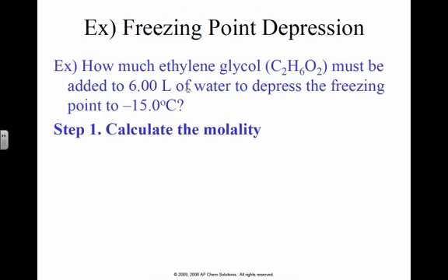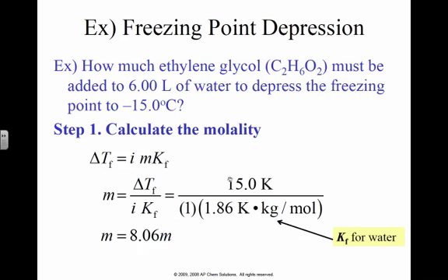How much ethylene glycol, this is antifreeze, must be added to 6 liters of water to depress the freezing point by 15 degrees? So this is going to be a change of 15 degrees. I have a van 't Hoff factor of 1 because this is covalent. It does not ionize into anything. So it's just one particle.